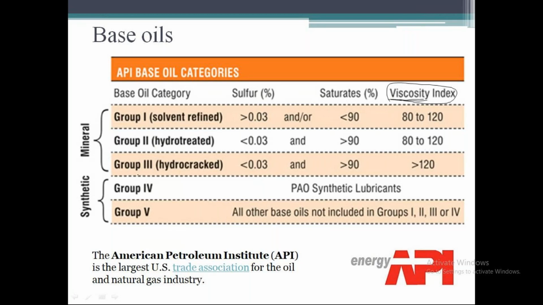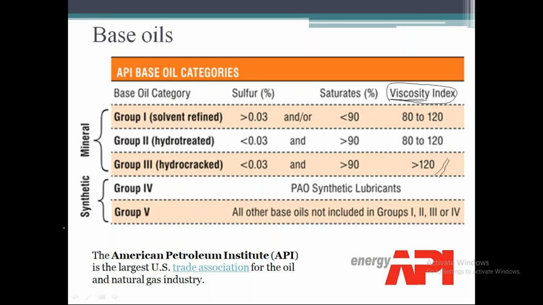And further moving, we can see group 3, that is hydrocracked. In this process, again we have a sulfur percentage less than 0.03 and greater than 90% saturates, but here we have a viscosity index higher than 120. That means it will have more stable viscosity at higher or lower temperature. So if you vary the temperature, the viscosity more or less remains the same. So this is used for high-end applications.